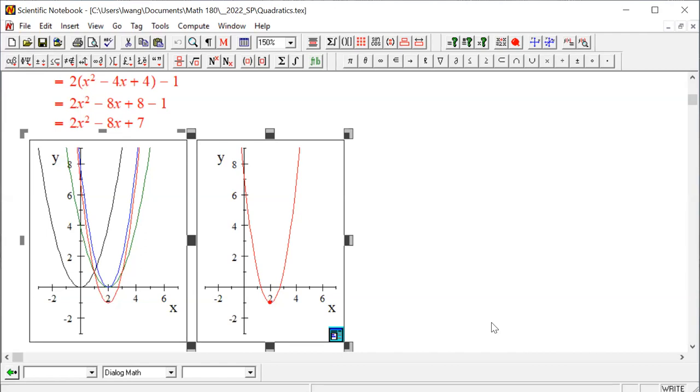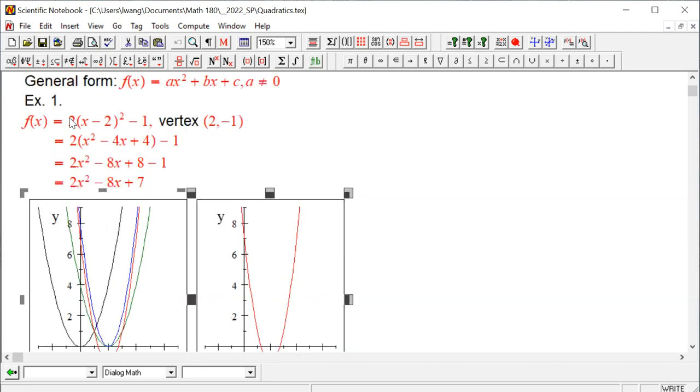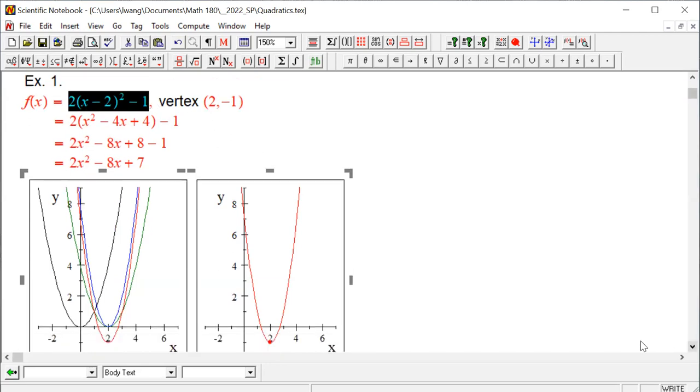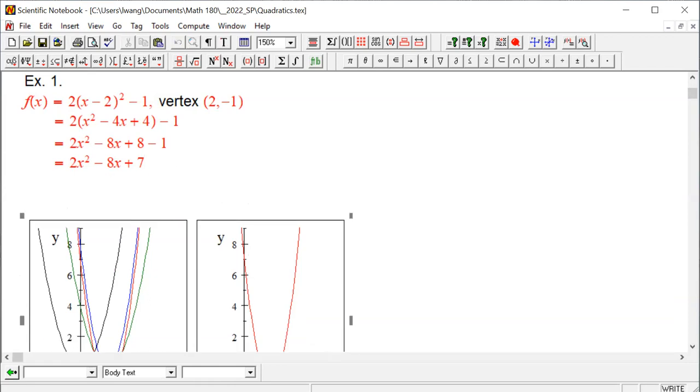Okay, and in the letter form, it's pretty hard to tell what the lowest point is. But in the form we had earlier, we can tell the vertex right away, right? For example, if I have this form.